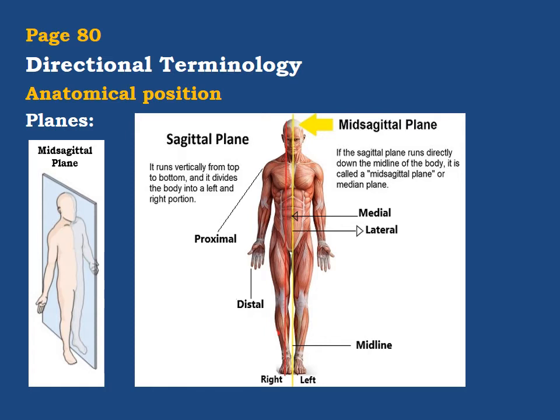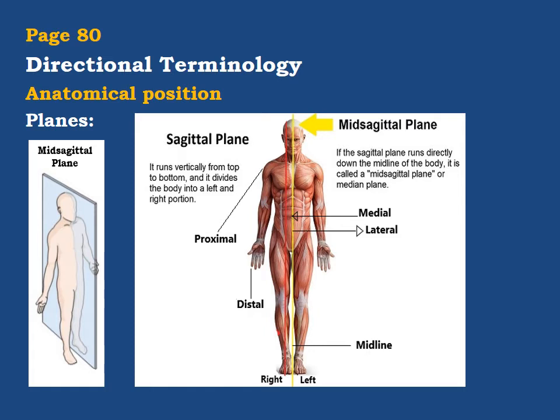If I want to compare a finger to the elbow, all right? A finger to the elbow. Which is proximal in this case? We say the elbow is proximal to the finger. Why? Because it is closer to the shoulder, to the point of attachment. The elbow is closer to the point of attachment, but the finger is away.